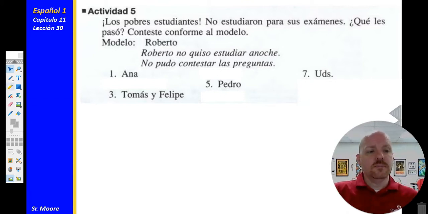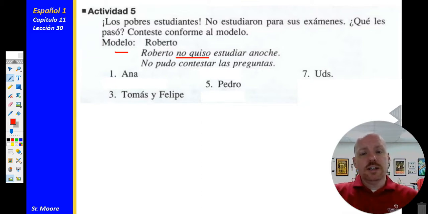So, Roberto no quiso estudiar anoche. And remember that this expression no quiso means refused in the preterite tense. So this actually says Roberto refused to study last night. No pudo contestar las preguntas. He was not able to answer the questions. He refused to study last night, and today he was unable to answer the questions.